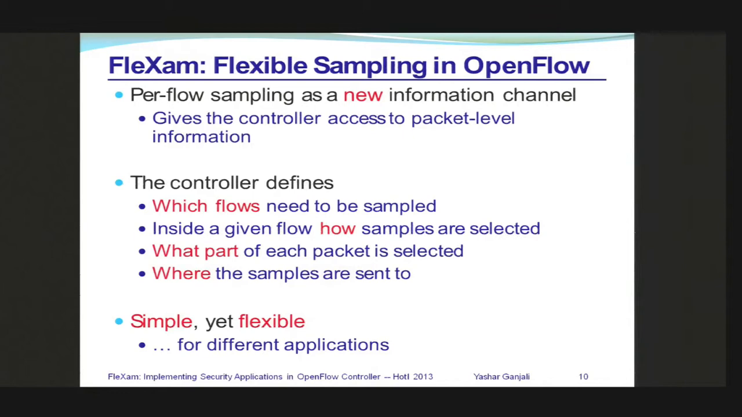What happens in FleXam is that the controller defines four things. The first thing is which flows you want to choose for sampling. For a flow to be sampled, you then define how the sampling actually works. Are you going to need stochastic or deterministic? What rate of sampling do you need? For packets to be sampled, you choose what parts of the packet, the header plus parts of the payload, etc., are to be sampled and sent to the controller. And at the end, you can decide where these samples are sent to.